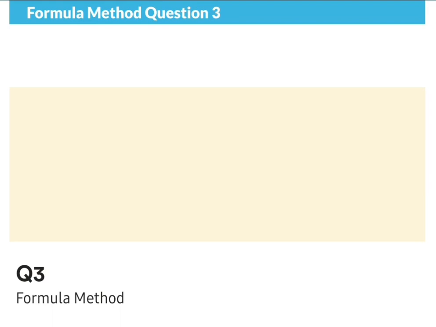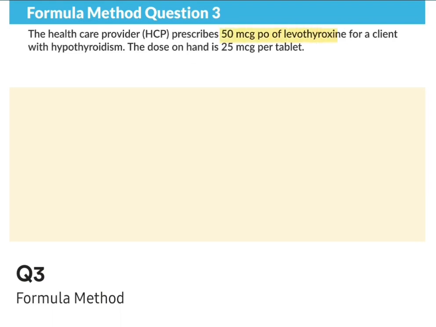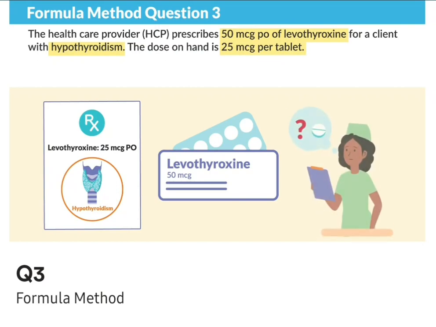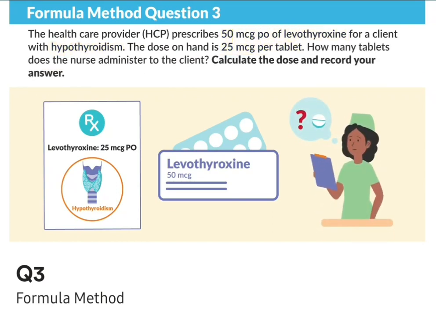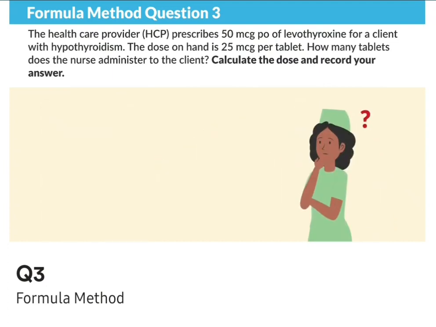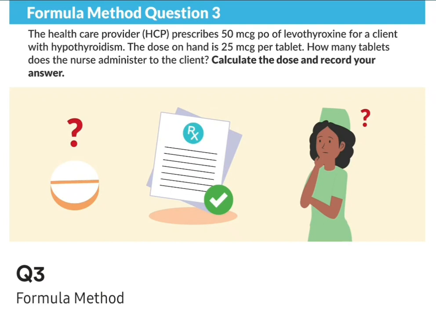Now for question 3, the healthcare provider prescribes 50 micrograms here, PO levothyroxine, for a client with hypothyroidism. The dose on hand is 25 micrograms per tablet. How many tablets does the nurse administer to the client? All right, let's break it down here. First, identify what you're solving for in the question. So in this question, how many tablets or tabs should the client receive here?